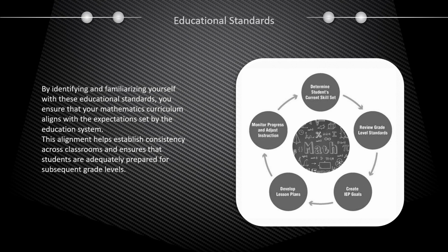To exemplify this step further, let's consider the national curriculum standards for primary school mathematics. These standards outline specific expectations for each grade level and provide a clear progression of skills and concepts. For instance, in number sense, the standards might include topics such as counting, comparing quantities, understanding place value, and performing basic operations. By identifying and familiarizing yourself with these educational standards, you ensure that your mathematics curriculum aligns with the expectations set by the education system.